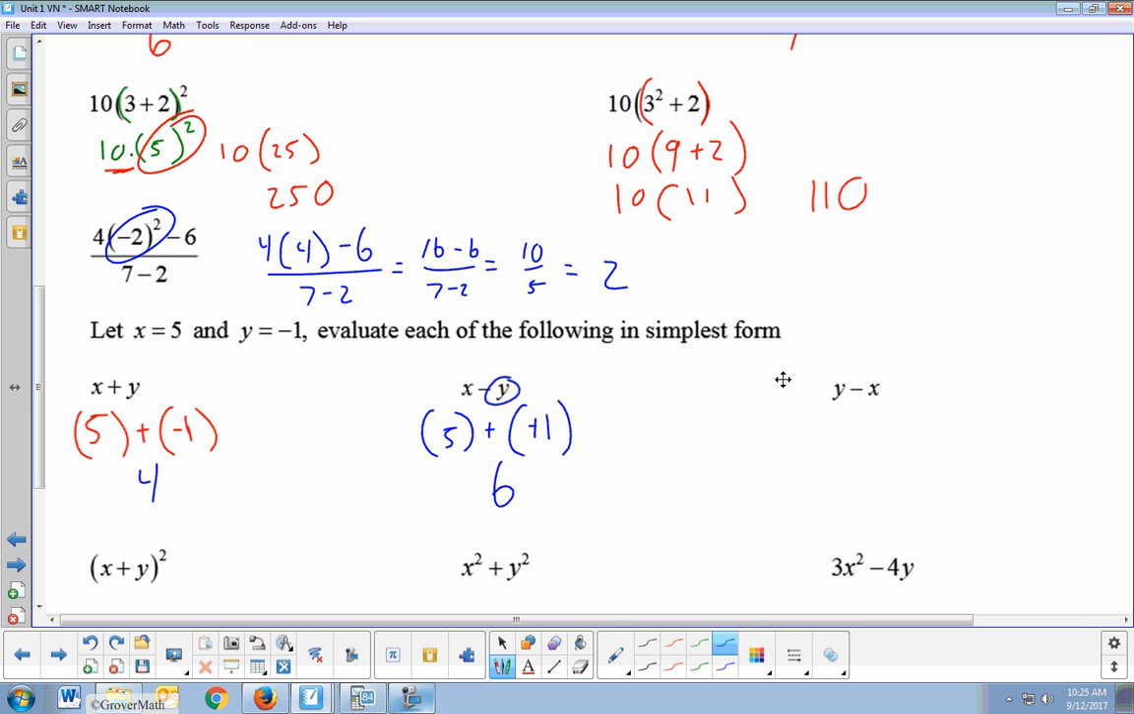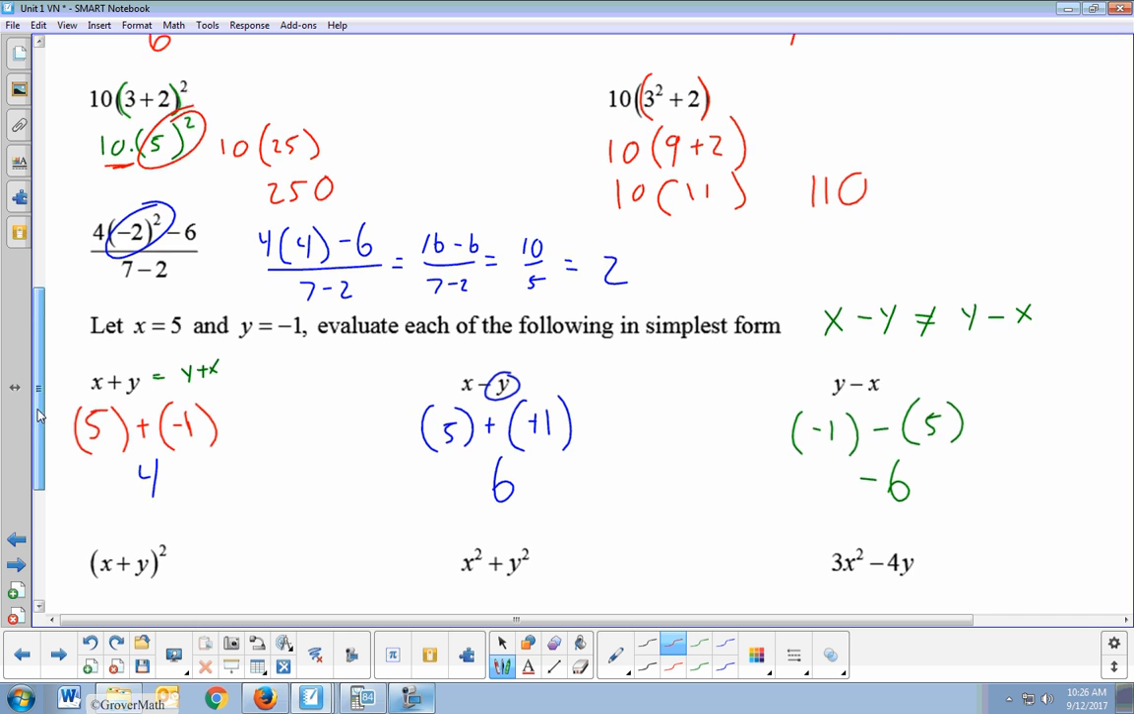Here, y minus x, is that going to be the same as x minus y? No. There's something called the commutative property, where the order in addition does not matter. x plus y is equivalent to y plus x. But for subtraction, that's not the case. x minus y is not the same as y minus x. And you'll see that right here, x minus y was 6. Let's see what y minus x is. So y is negative 1 minus x is 5. I have negative 1 minus 5 is negative 6. So it's actually the additive inverse, which is another way of saying same number, opposite sign.